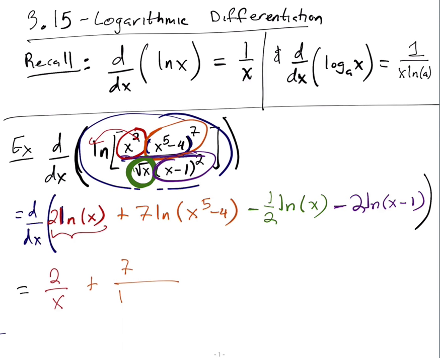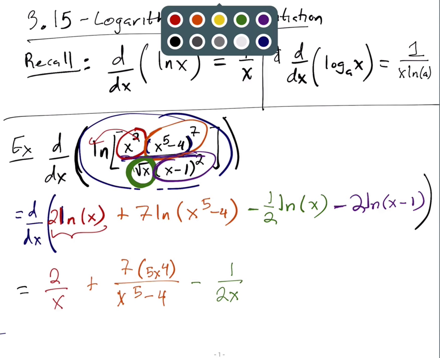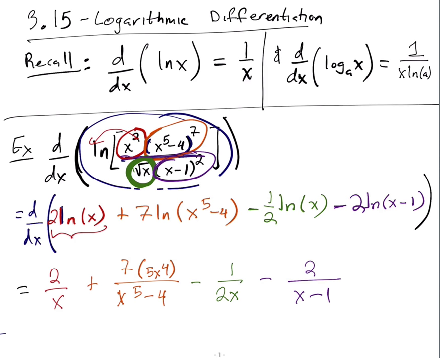But then times what? 5x. Times the derivative of the inside, right? Which is 5x to the 4th. Okay. And then the next one, minus 1 over 2x, right? And then the last one is minus 2 over x minus 1. And that's it.